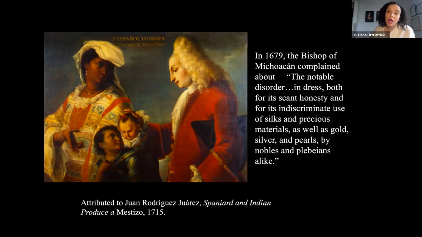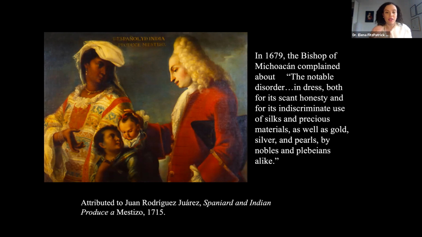In 1679, the Bishop of Michoacan complained about, quote, the notable disorder in dress, both for its scant honesty and for its indiscriminate use of silks and precious materials, as well as gold, silver, and pearls by nobles and plebeians alike, right? So he's not specifically talking about the castas, but he's talking about this opulence of dress.